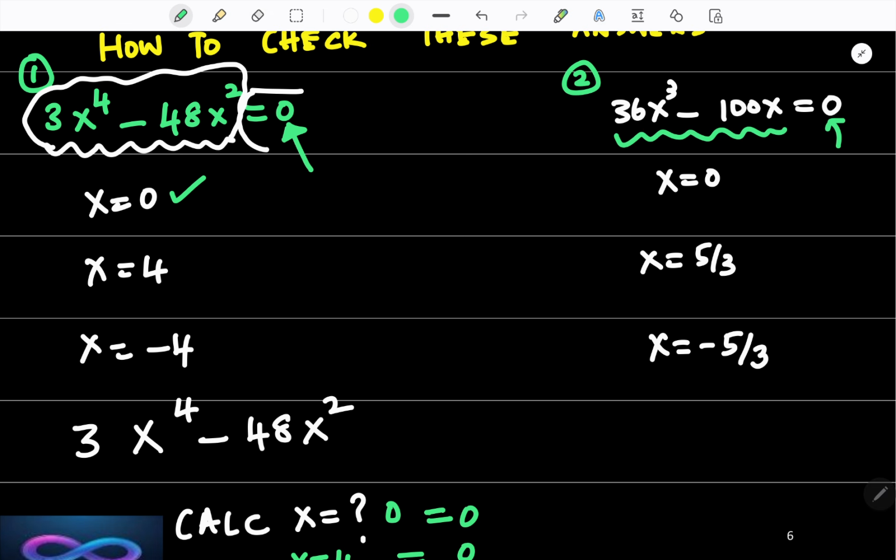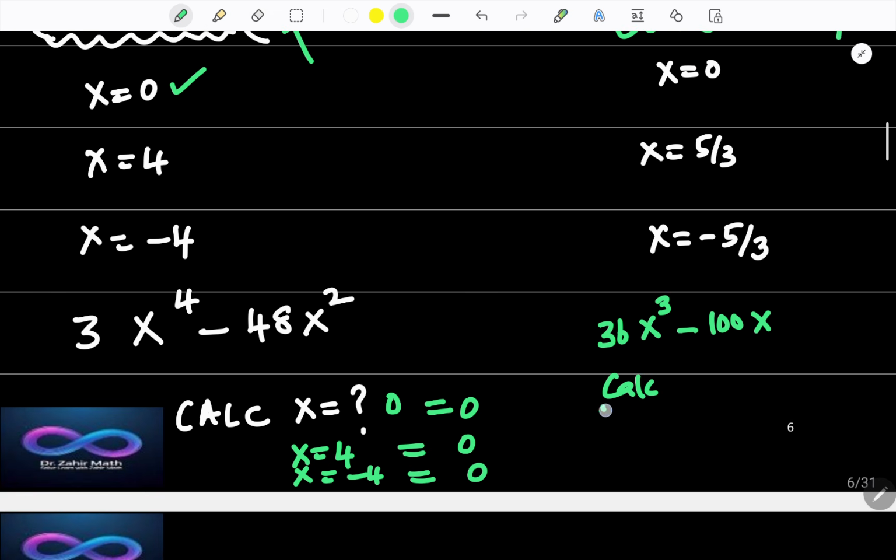Type. Again, I'm saying type. Only the left side, only the left side. What you will type? 36 alpha x power 3 minus 100 alpha x. And then press calc. If you press calc, put x is equal to 0. You will get 0. Press equal.